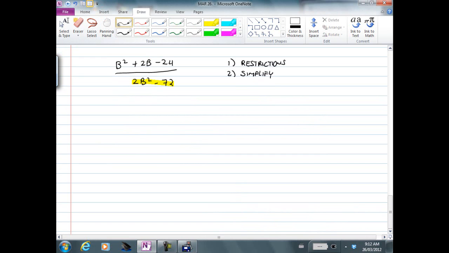Right off the bat, I'm going to see if I can factor that in any sort of way. I can write this as 2 times b squared minus 36. I can factor b squared minus 36 into 2 brackets. Go ahead and factor that for me, please. So you get 2 times b minus 6, b plus 6. That's the bottom part. So right off the bat, I know b cannot equal to 6 and negative 6.